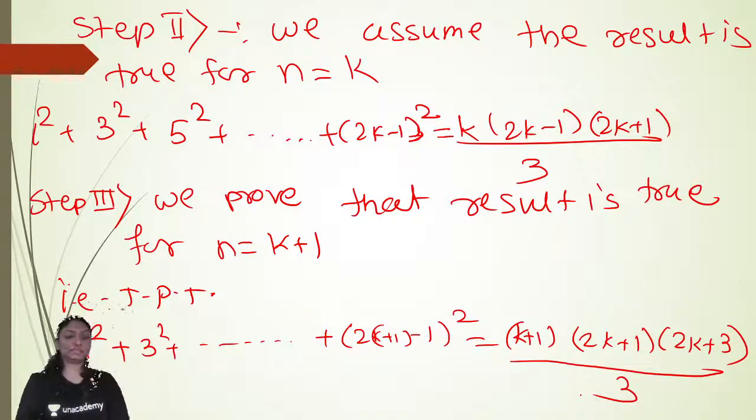Right? So 1 square plus 3 square plus and so on, 2 into k plus 1 minus 1 bracket square is equal to k plus 1 into 2k plus 1 into 2k plus 3 by 3. Okay. So for that consider LHS.